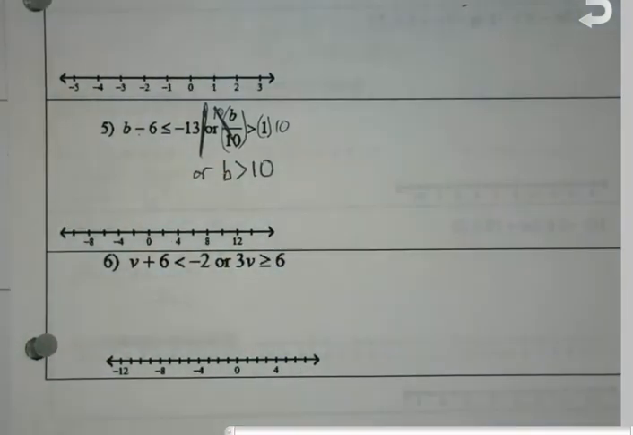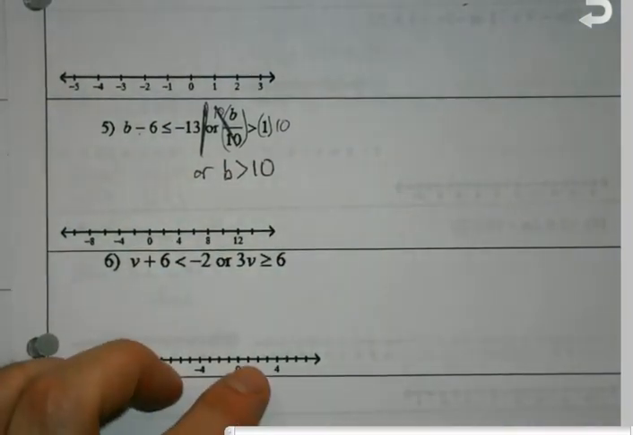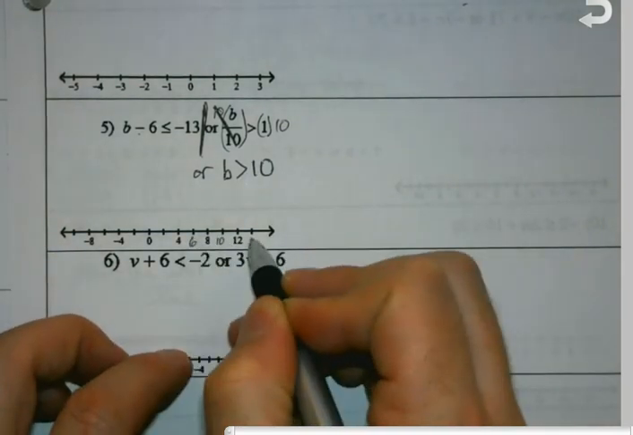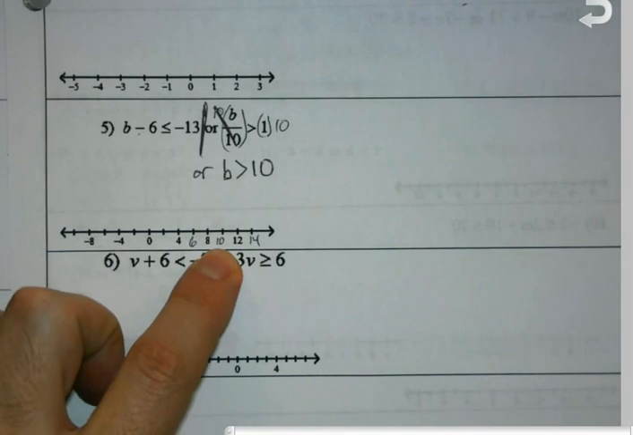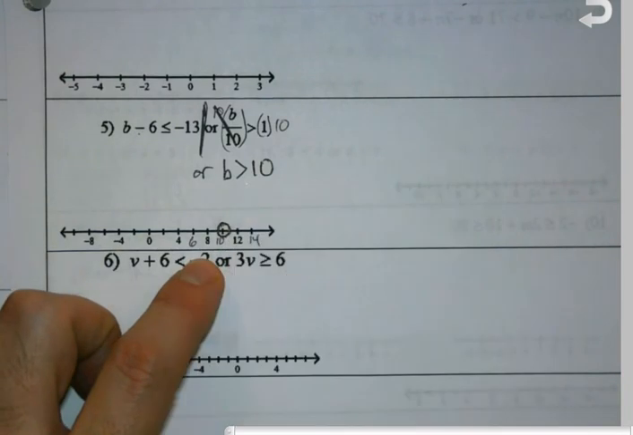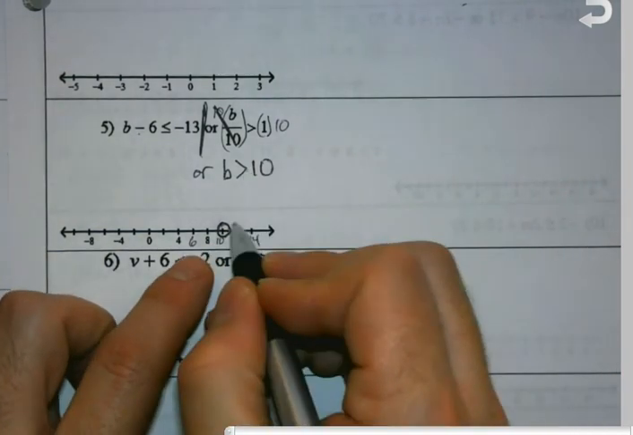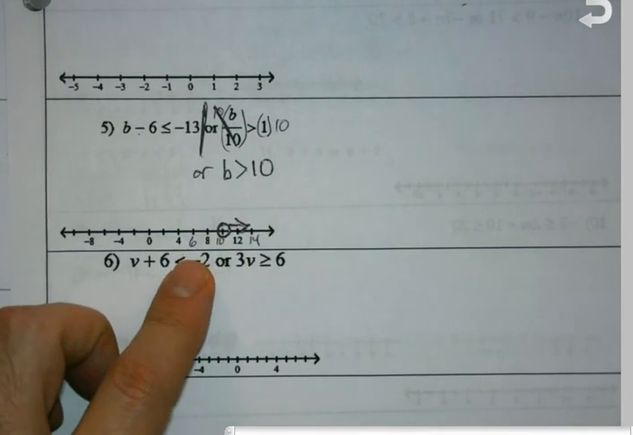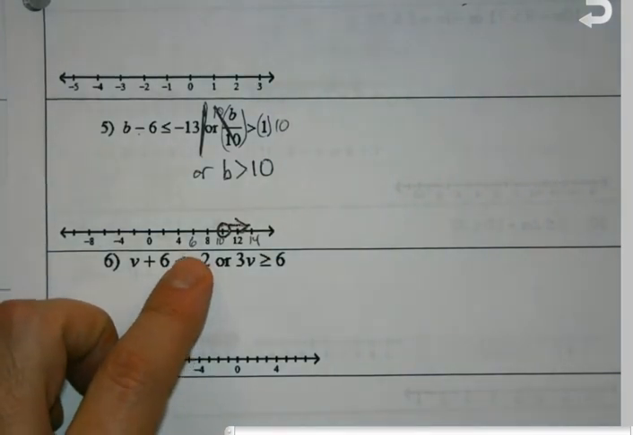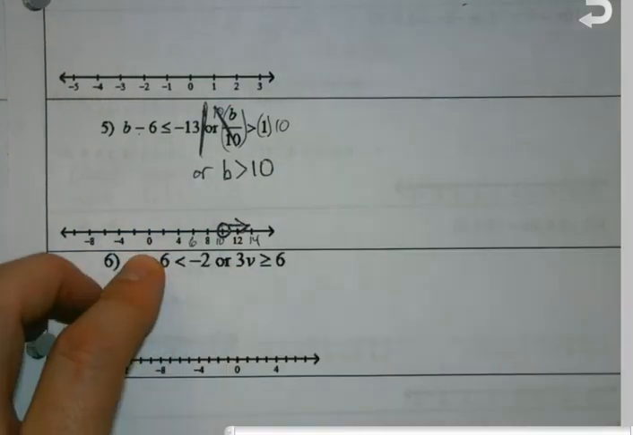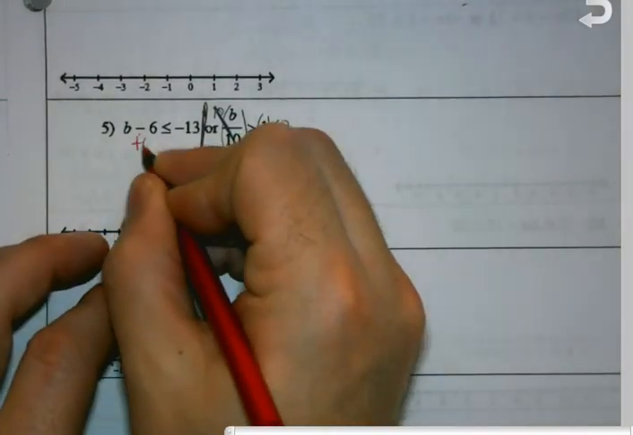Okay, so if b is greater than 10, here's 10. We're counting by 2's. What type of circle am I going to have on 10? Open. It's greater than, and greater than goes to the right. On the other part, with my other inequality, what's my one step to get b alone? Add 6.